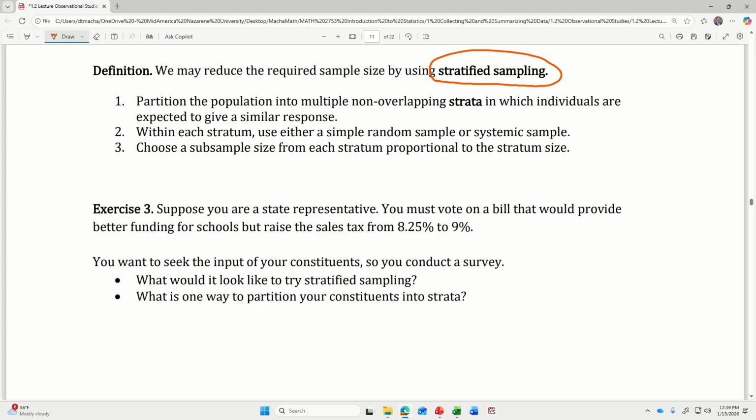What's another way to stratify the population? Caleb's not here. Joseph.